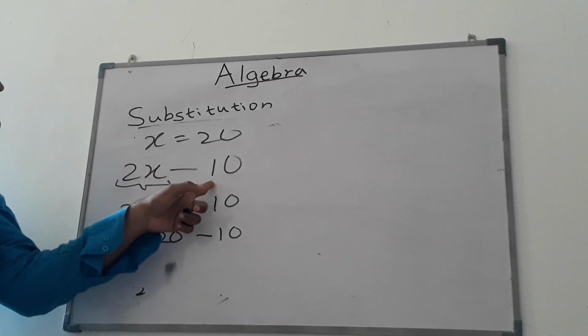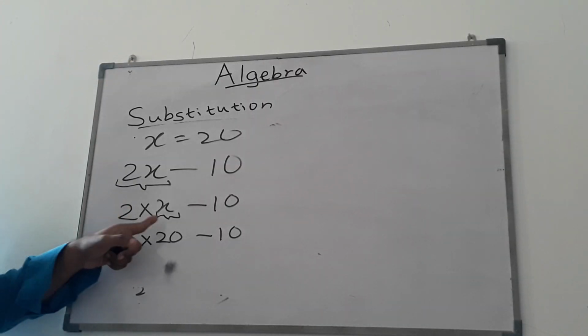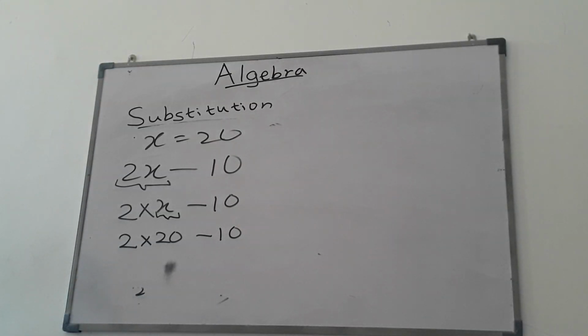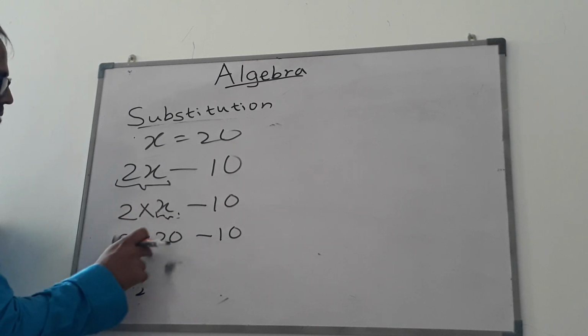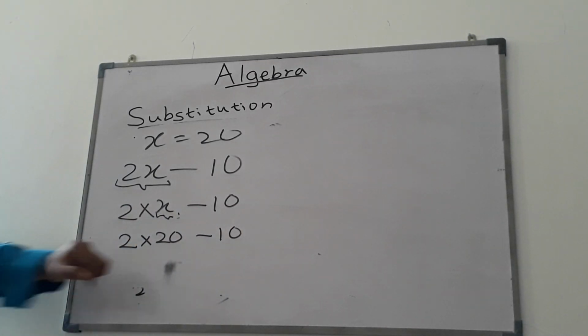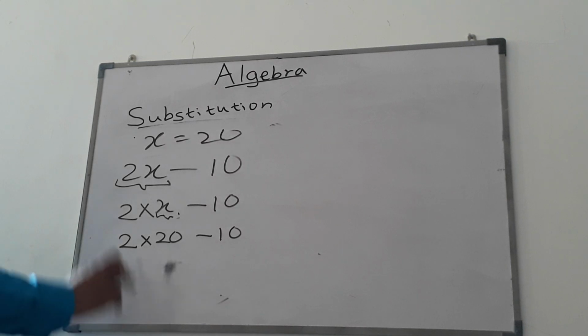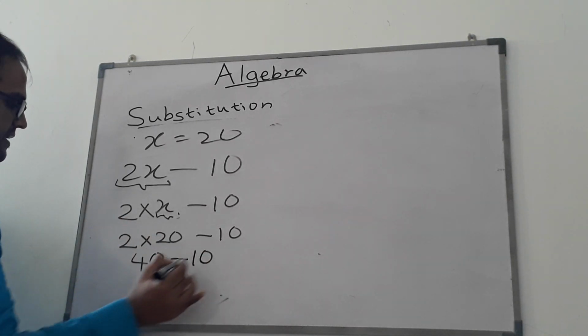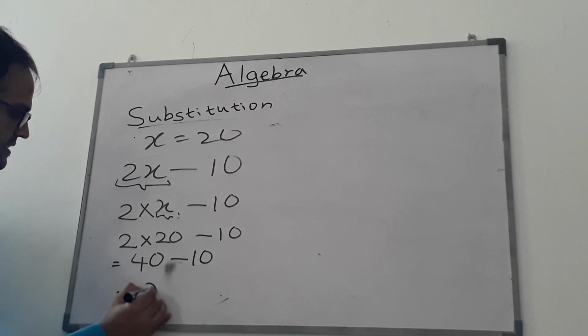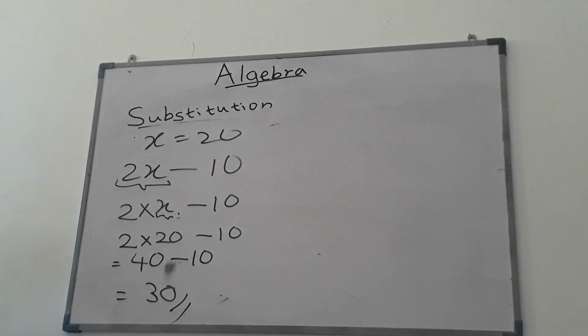2x minus 10. 2x can break as 2 times x, and minus 10 we write next, and instead of x we can write 20. So 2 times x means 2 times 20, and minus 10 is also there. First we have to do the multiplication. So 2 times 20 means 40 minus 10. Answer is 30.